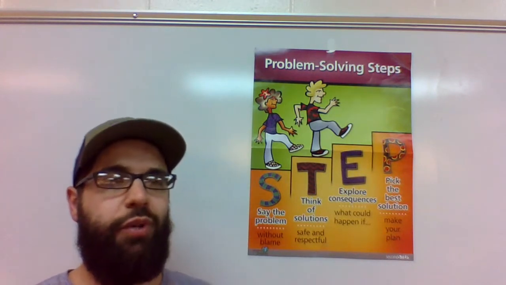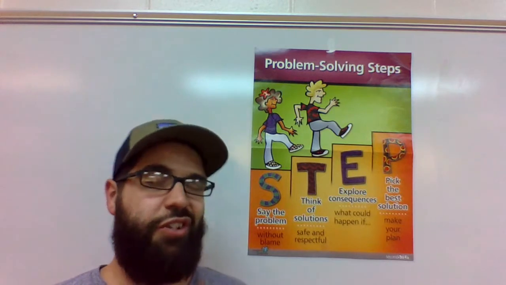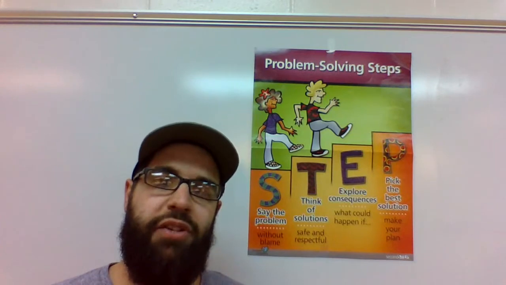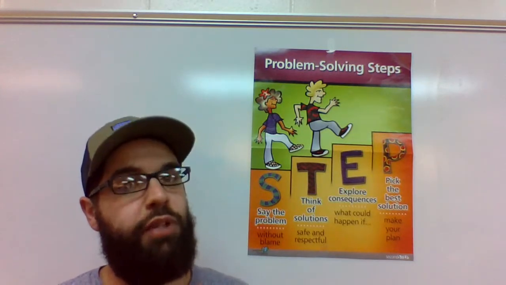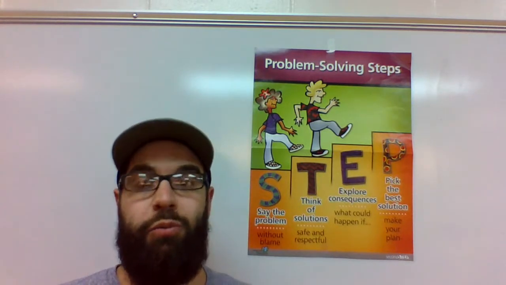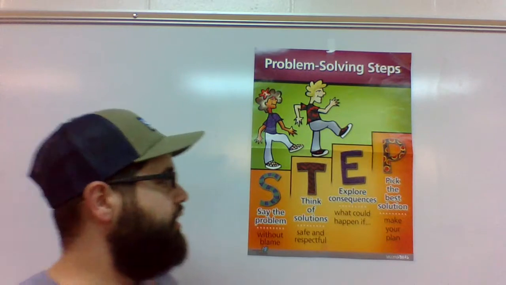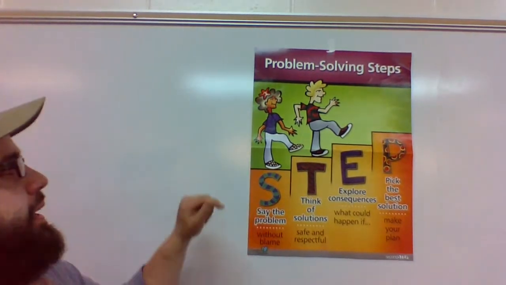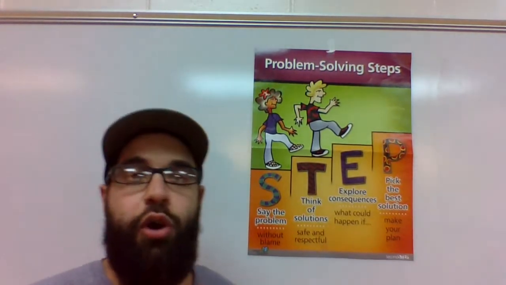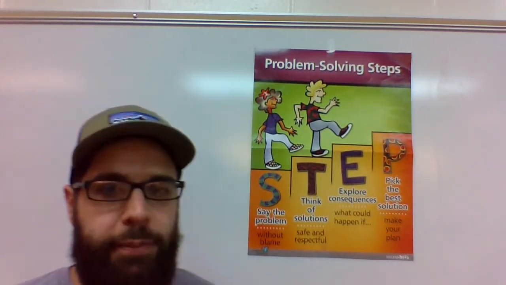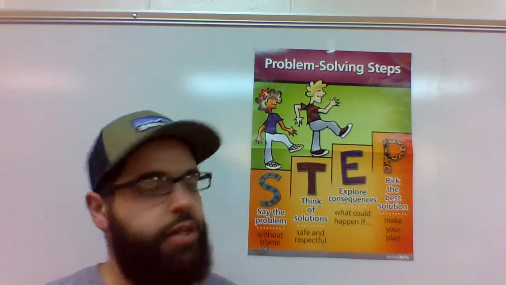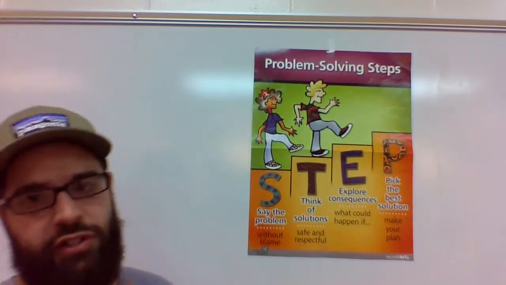The real problem has more to do with what I'm wanting. If it's a toy, maybe I'm saying, I really want the toy, but the problem is someone else is using it. Instead of blaming, we have to solve a problem about what's going on inside of us with our feelings. So the first step is to say the problem without blaming. Let's say I want to play with this toy dinosaur, but someone else is playing with it. That's the problem. Now I need to think of solutions.